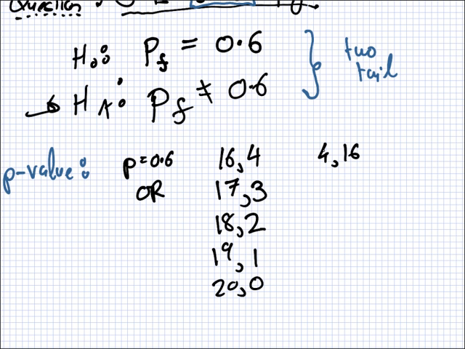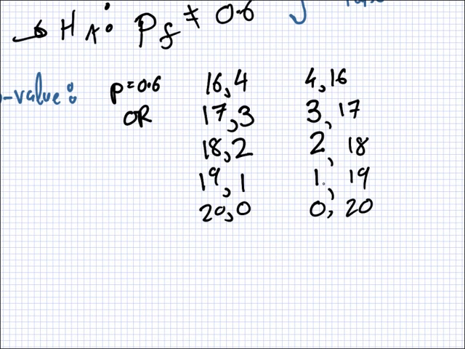If 4 women were admitted and 16 men, would that indicate a sexist result? Yes, it would. And if it was 3 women, and 2, and 1, and 0, that's 3, 17, 18, 19, and 20. Now look, what will happen in real life, when you add up all of these, the total will be nearly 0, because these are so inconceivable as a situation.